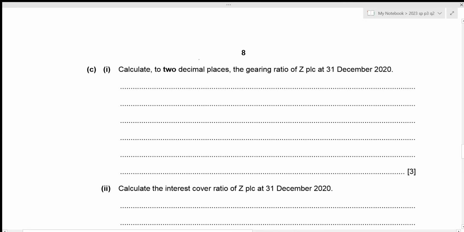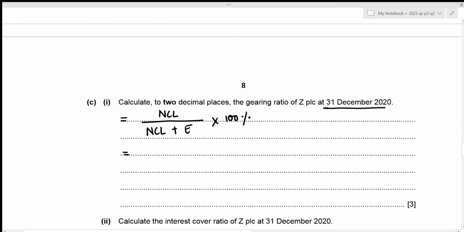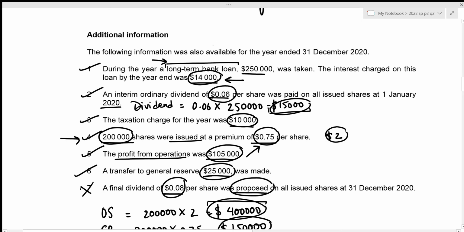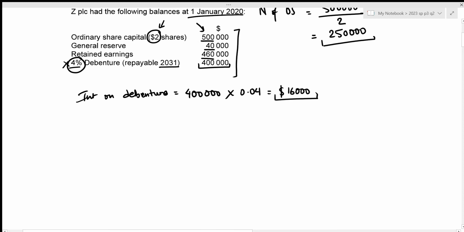We need to calculate to 2 decimal places the gearing ratio of Z plc at 31st December 2020. Okay, the formula for gearing ratio is non-current liabilities divided by non-current liabilities plus equity times 100%. Okay, let's figure out the total non-current liabilities at the date of 31st December 2020. We have our long-term bank loan of 250,000, which is given right here. And we also have the debentures of 400,000. So our total non-current liabilities is going to be 400,000 plus 250,000, which results in 650,000.